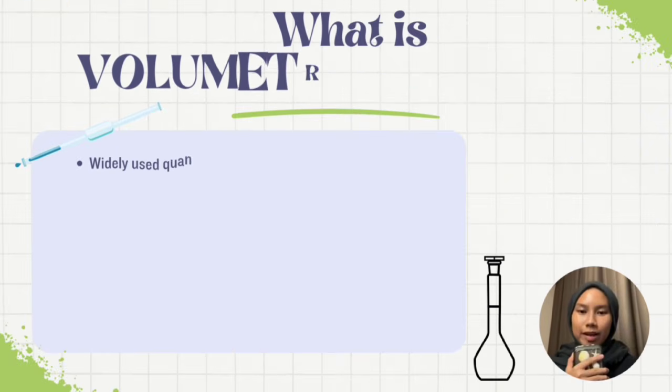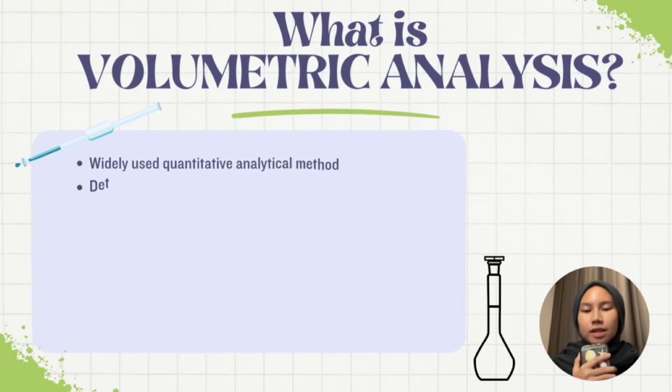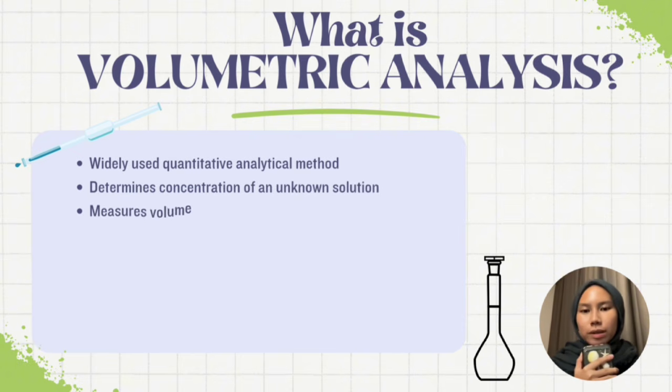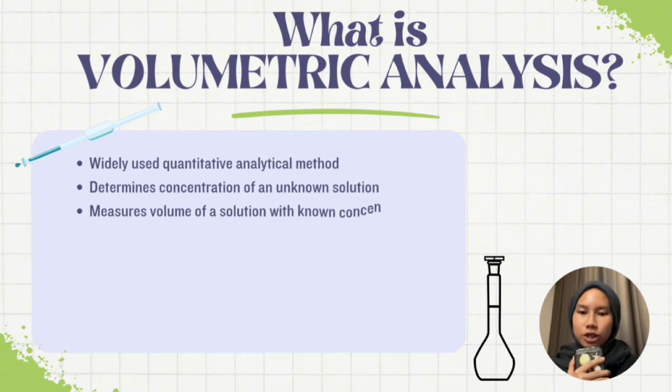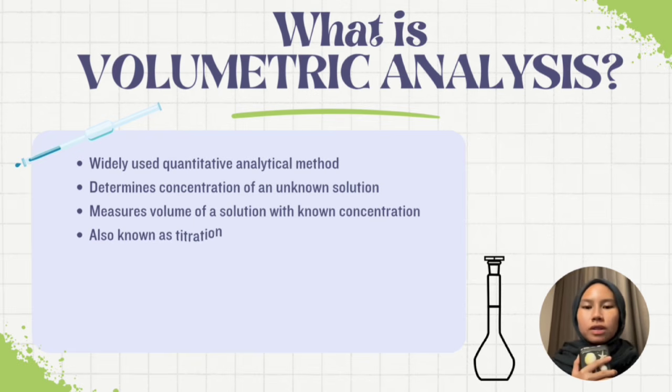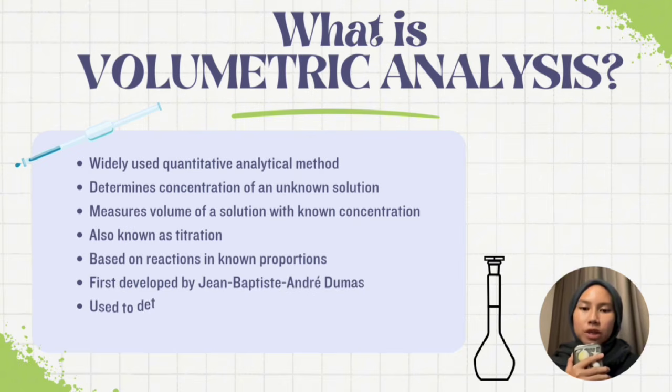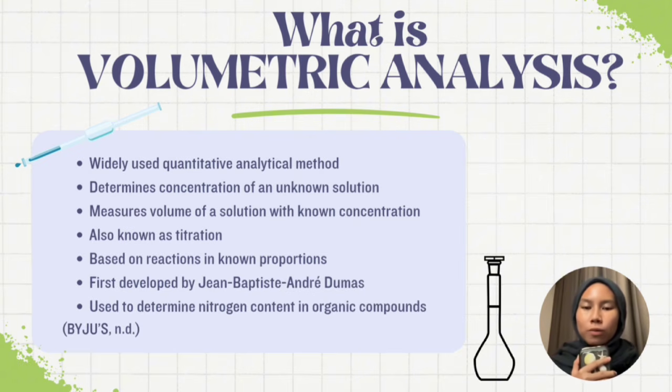What is volumetric analysis? Volumetric analysis is a widely used quantitative analytical method. It is used to determine the concentration of an unknown solution by measuring the volume of a solution with a known concentration. This method is also known as titration. It works by measuring the volume of a second substance that reacts with the analyte in known proportions.